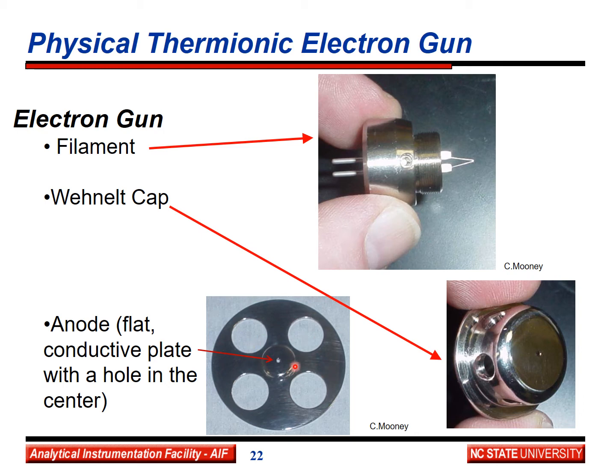Here is an anode plate. This is typically the size of the width of the column. The hole in the center is for the electrons to go through. These other large holes are for vacuum conductance.